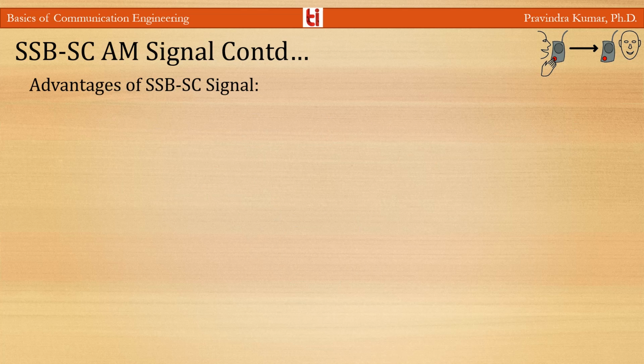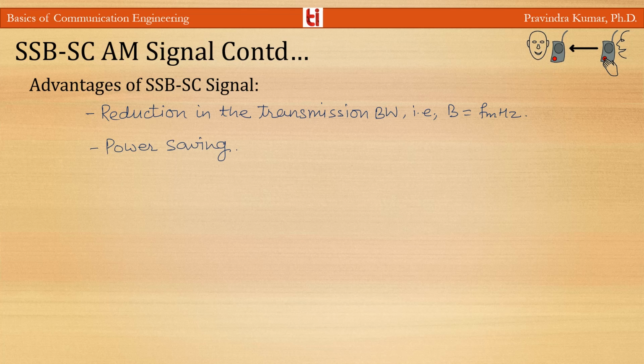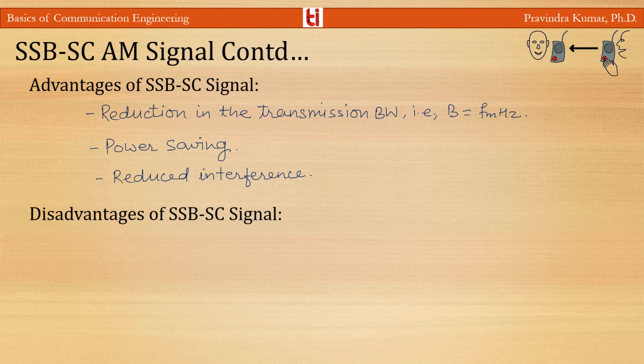Now, the advantages of SSB-SC. There is a reduction in the transmission bandwidth with SSB-SC, because here the bandwidth is f_m, but in the case of AM or DSB-SC it is 2f_m. There is power saving since the high power carrier and one sideband are not being transmitted. There is a reduction in interference and noise due to reduced bandwidth. As the bandwidth increases, the amount of noise added to the signal will increase.